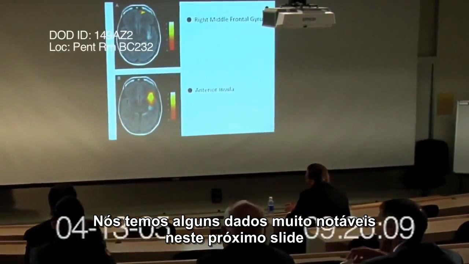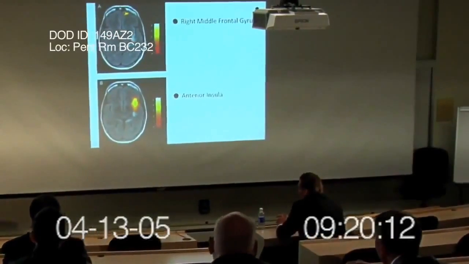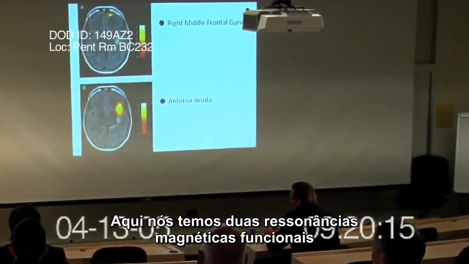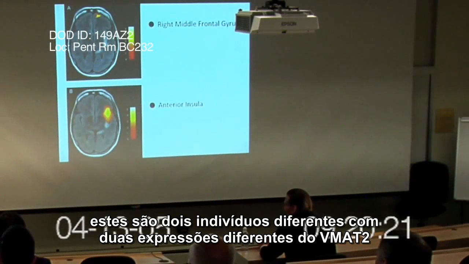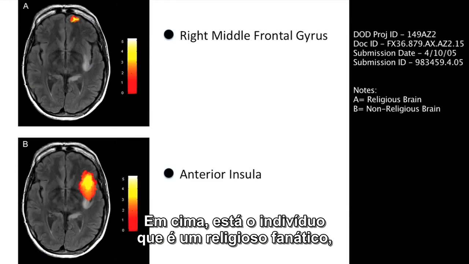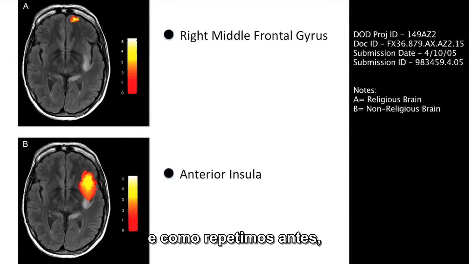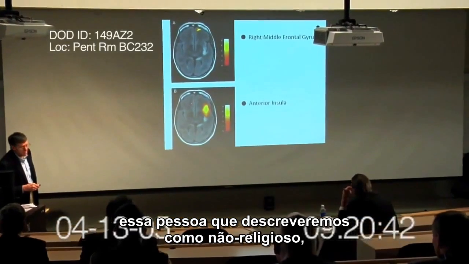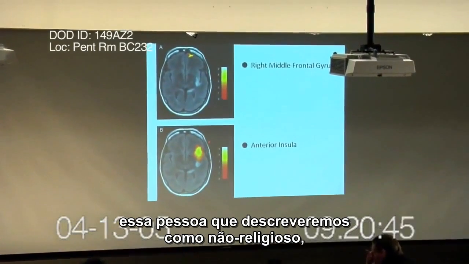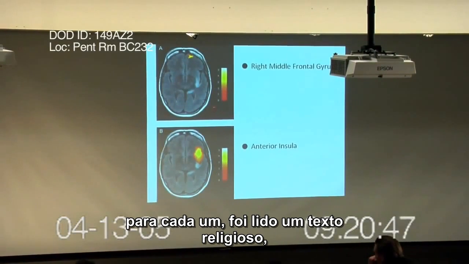So we have some very, very remarkable data in this next slide. Here we have two brain scans. These are fMRIs. These are two different individuals with different levels of expression of VMAT2. On top is an individual who's a religious fanatic, and we've repeated this numerous times, that has high levels of VMAT2. Now, this individual down here who had low levels of the VMAT2 gene, this individual would self-describe as not particularly religious. In each case, these individuals were read a religious text.